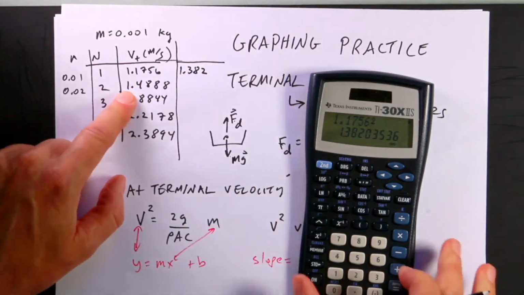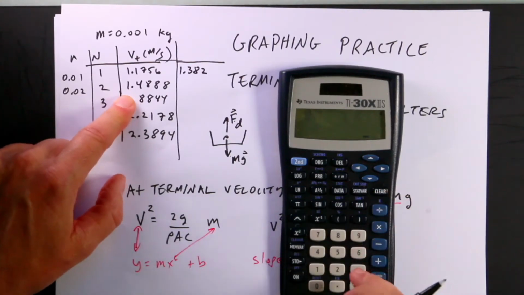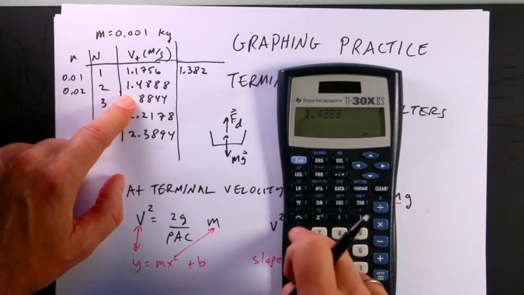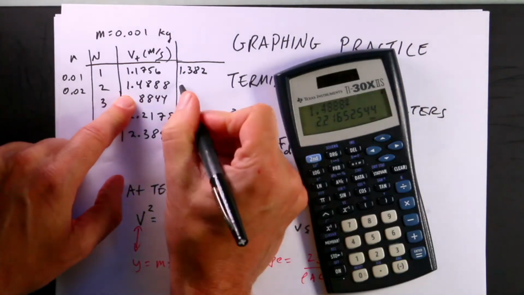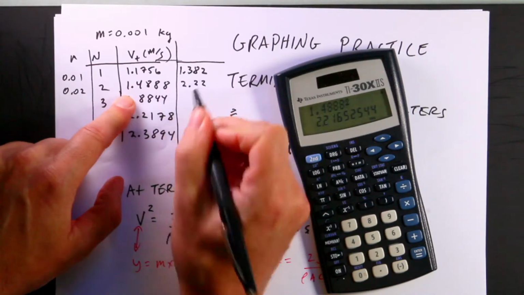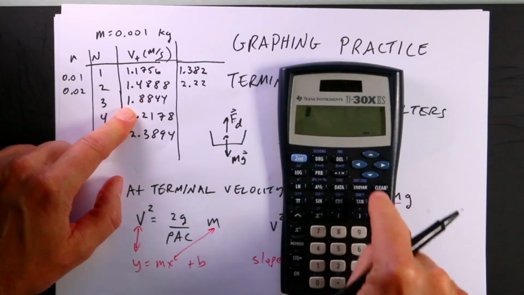1.382. That's plenty, I don't even need that many. Okay, now clear. I'm really not good with calculators. 1.4888 squared is 2.22. Let's just write it that way. And then the next one, clear.